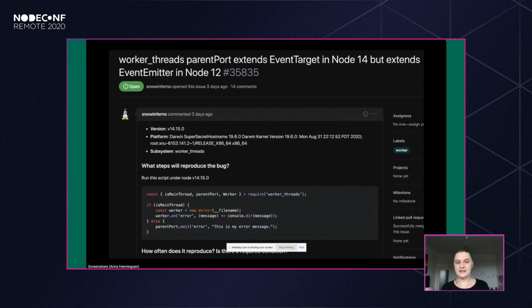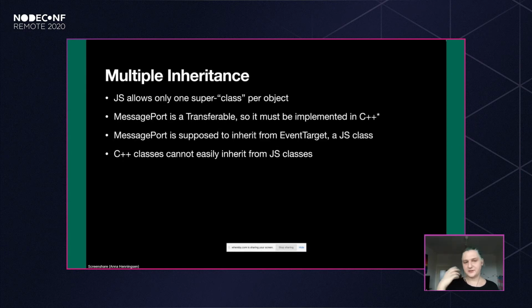Well, there was some misunderstanding about how .emit('error') works on a message port, and this change that we made exposed that misunderstanding. It's not really a bug on our side, but it's still unintended breakage. So we're in the process of fixing that right now. But anyway, going a bit more into detail on that, multiple inheritance is kind of a weird thing to do in JavaScript. In JavaScript, you can only have one superclass for each class, or one class that an object inherits from.